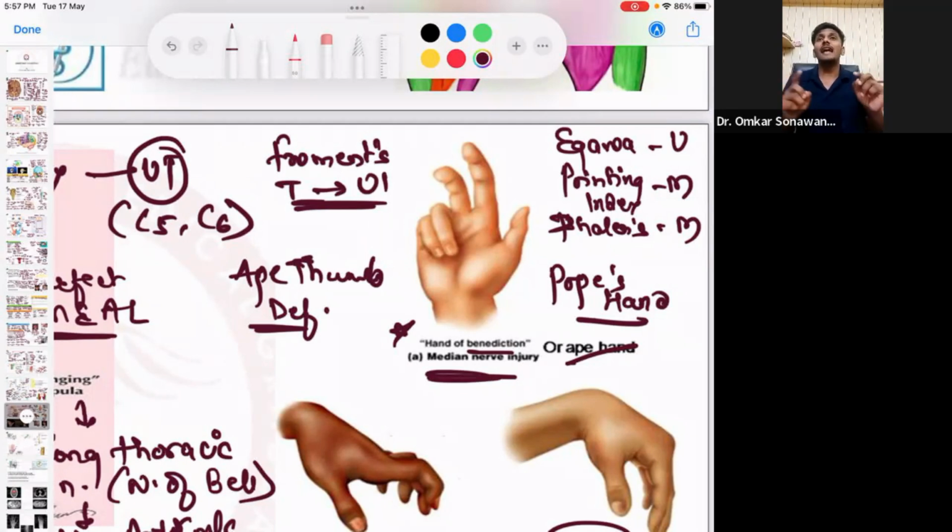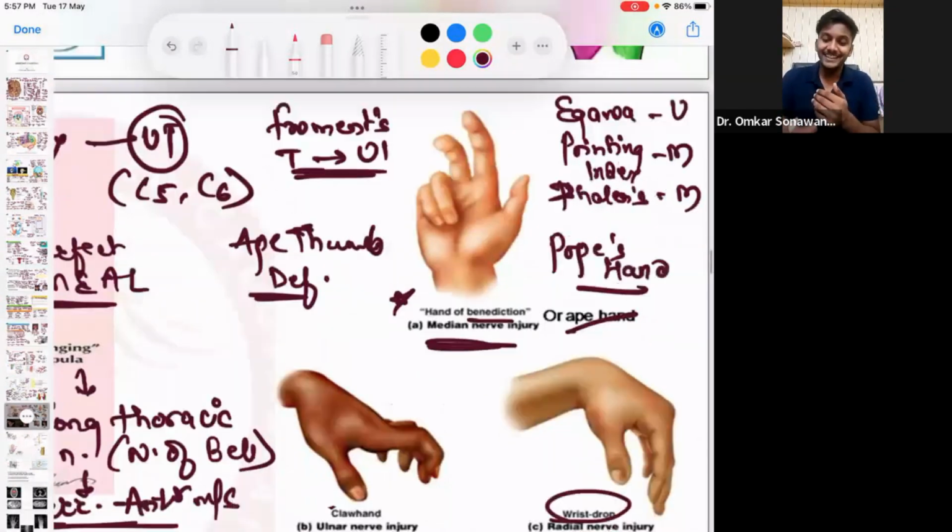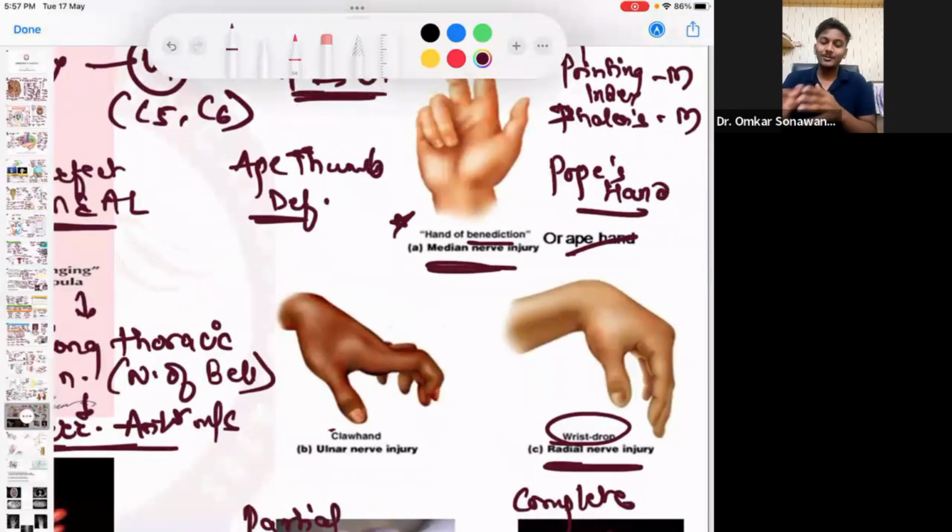Obstetrician's hand is due to hypocalcemia, which is also called the Trousseau sign or the carpopedal spasm. That is different, but it is usually seen on inflating the BP cuff, and then it appears in the patient, not directly. Let me complete one thing. Then if I talk about the claw hand, okay?